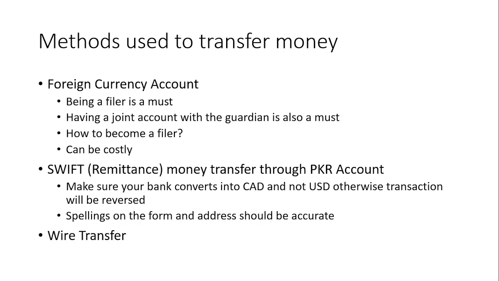They'll ask for your bank details, your properties, etc. They'll ask you for those details, and after that they would file it on your behalf and give you the income tax number. Then when you become a filer, you're eligible to open a foreign currency account. But I did not go through that hassle. I chose the second one, that is the Swift remittance money transfer through Pakistani rupees. Now you need to remember this name, and there are two things that you need to make sure of when they'll give you a form.